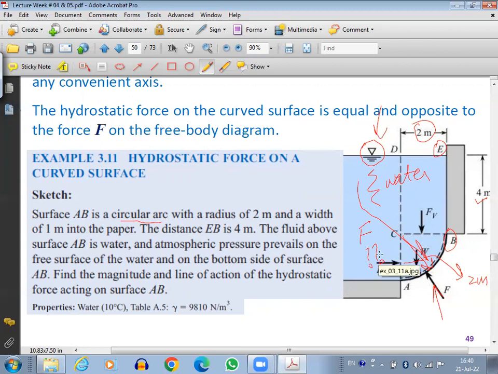Before moving towards the solution of the problem, the first thing is you need to understand the problem question and the corresponding diagram. Are the diagram and the problem question clear or not? We need to find the hydrostatic force and the location of the force. And this is a curved surface. Is there anything within the diagram or the problem statement which is not clear? If this is clear, then we will move towards the solution.